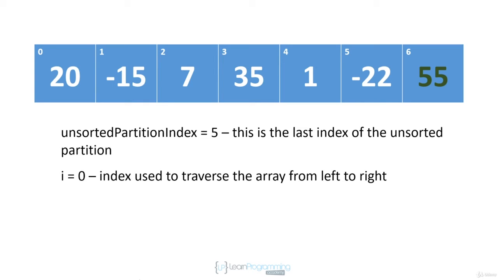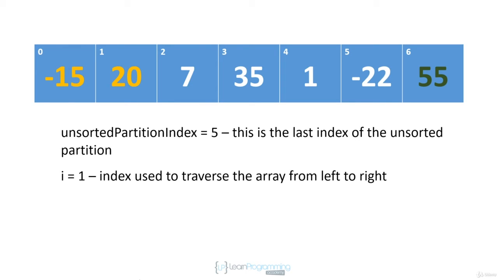And the unsorted partition index is now 5. So we start all over again. We go, okay, the element at array index 0, is it greater than the element at array index 1? And it is. And so we swap them. And we increment I to 1.